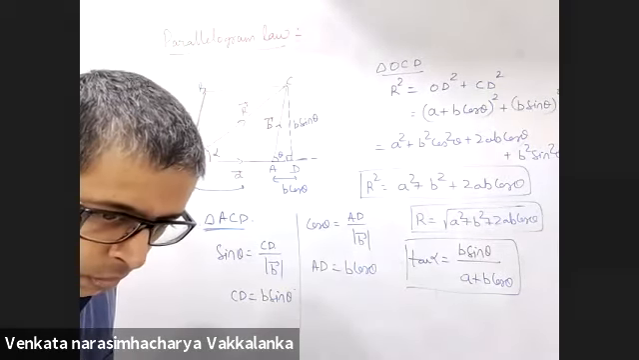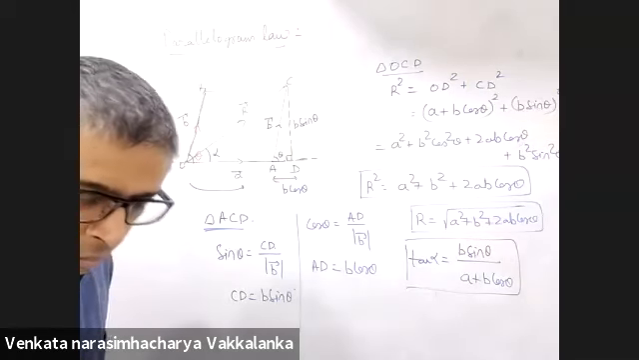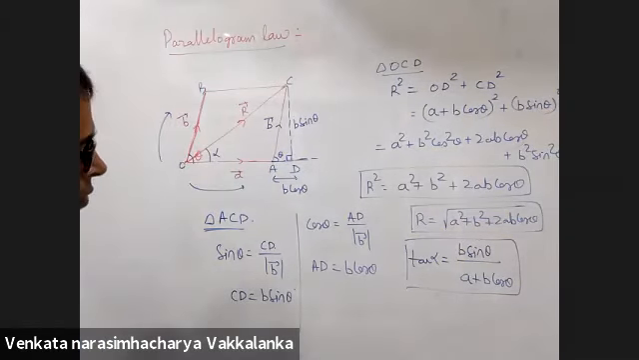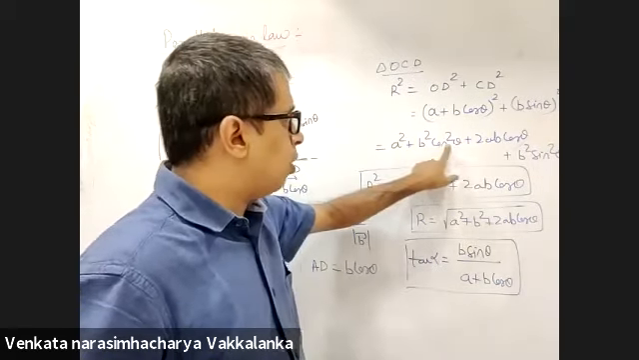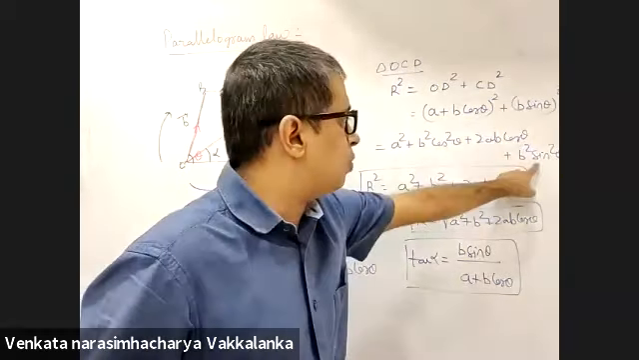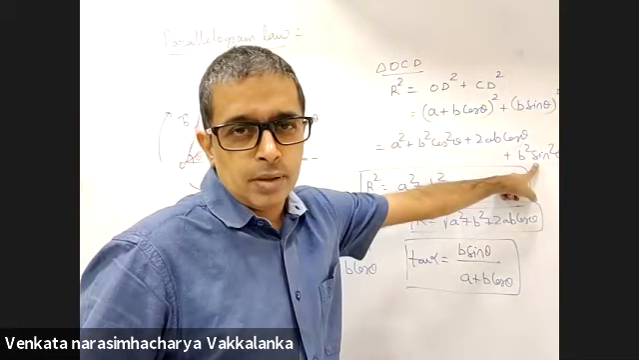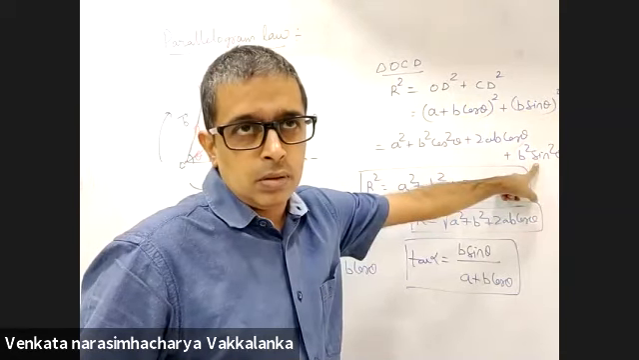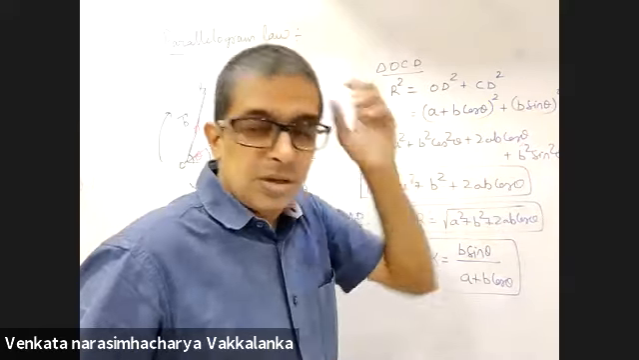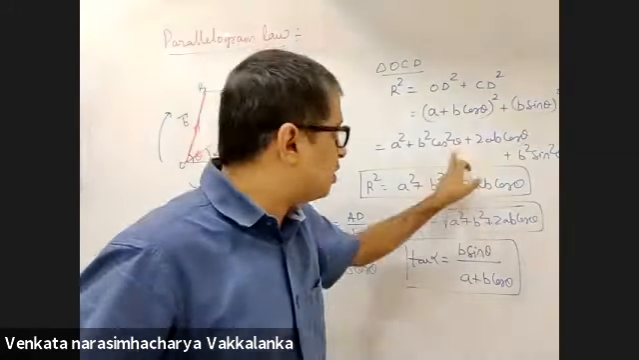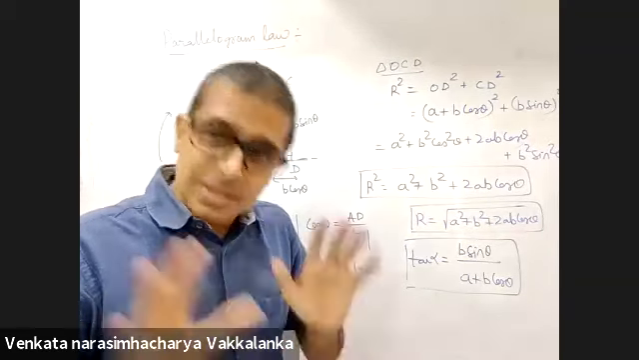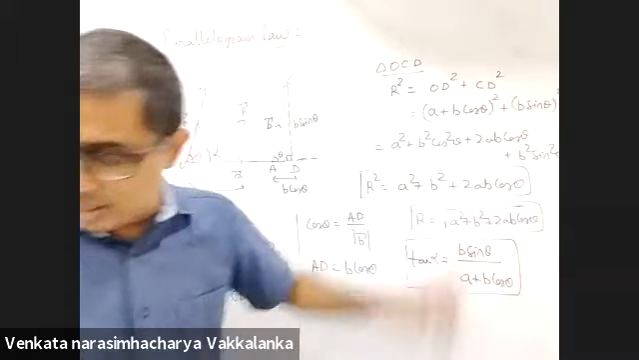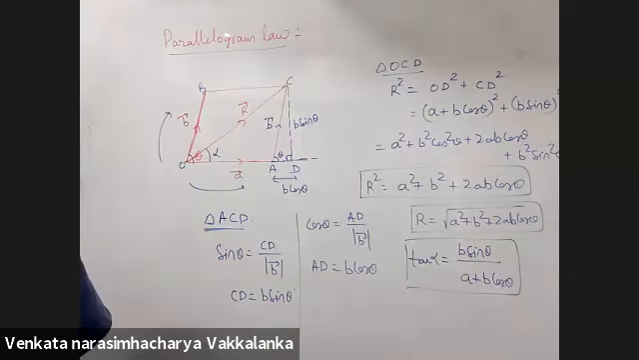Sir, in triangle OCD, in the third step it is written B square cos square theta and B square sin square theta, but in the fourth step there is only B square. Then where did the cos square theta and sin square theta go? B square common. What is sin square theta plus cos square theta? Okay, we have to use identities. What is sin square theta plus cos square theta? It is equal to 1. Just 1. Make life simple.